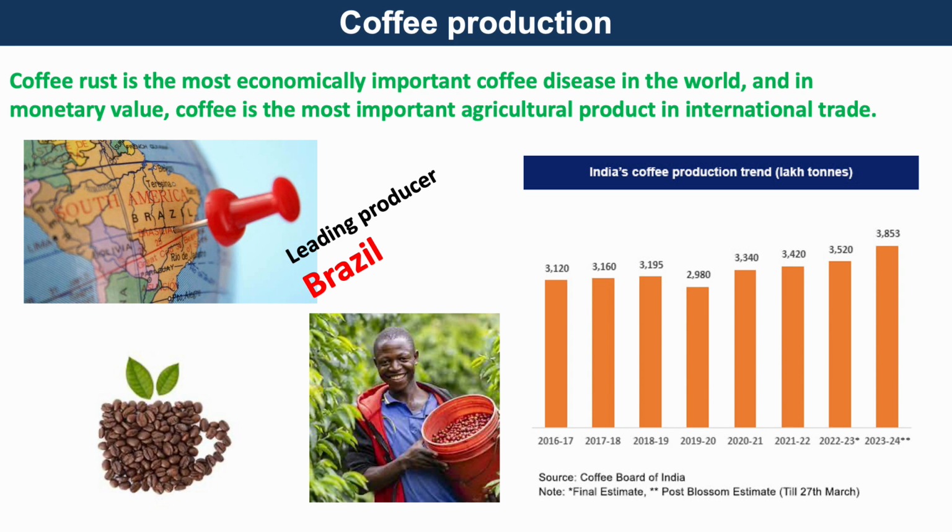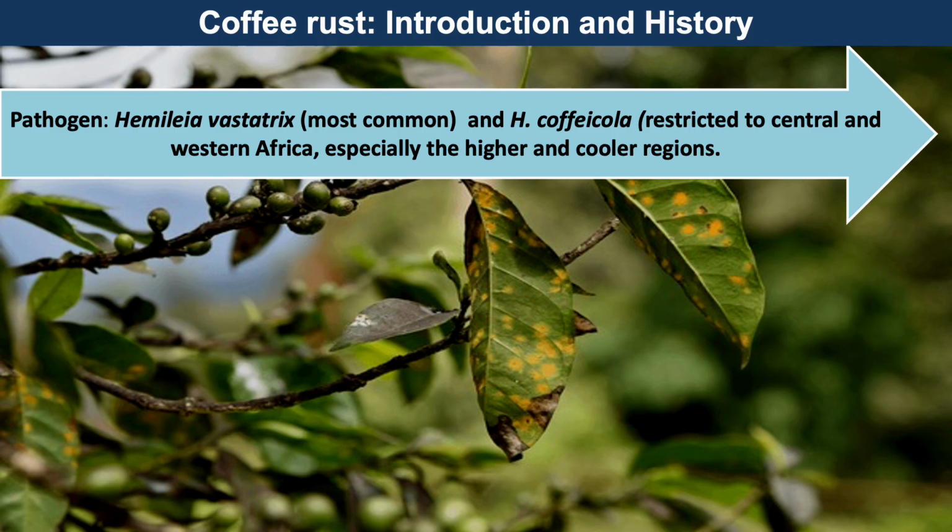And if we see this graph, in India, the coffee production trend is increasing very sharply from 2019-20 to 2023-24. So the disease that is called coffee rust is caused by Hemileia vastatrix as well as Hemileia coffeicola. But out of these two, the most common is Hemileia vastatrix.